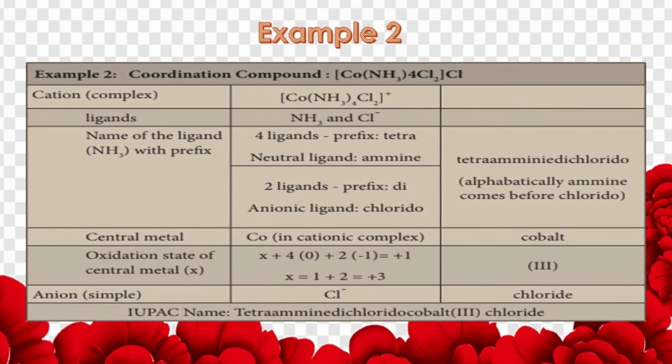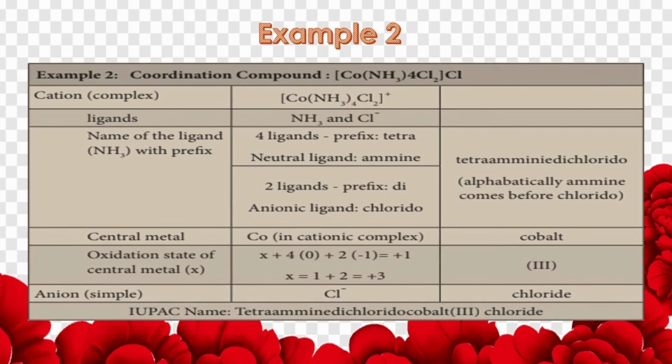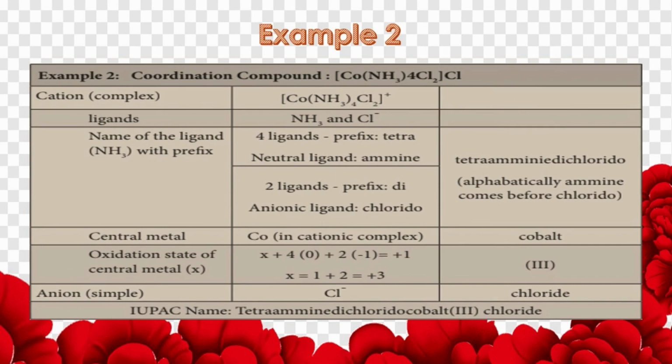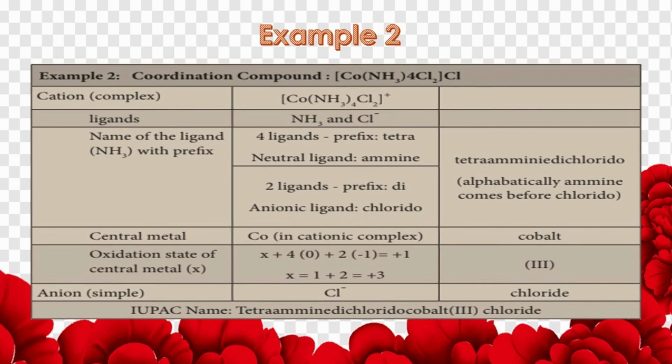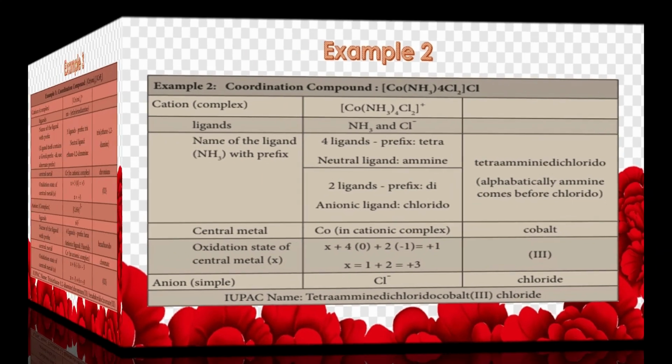So first you write the name of the cation, that is, the complex ion, then you write the name of the anion, that is chloride. When you name the cationic complex, first comes the name of the ligands, then the name of the central metal atom along with its oxidation state in brackets. Then you leave a little space, and then you write the name of the anionic counter ion. So the IUPAC name of this complex will be tetraamminedichloridocobalt(III) chloride.